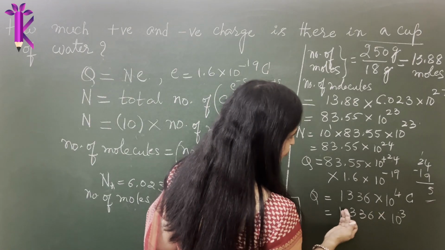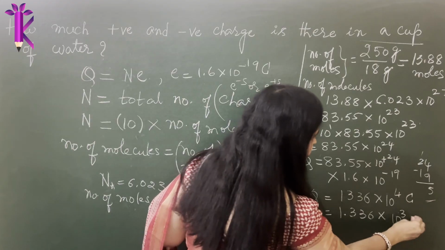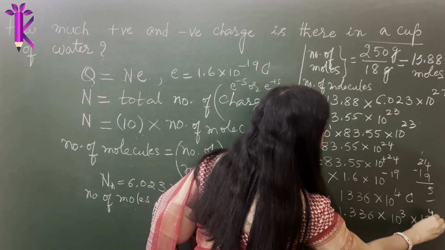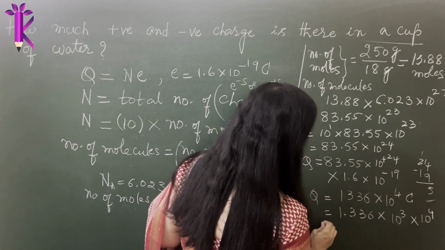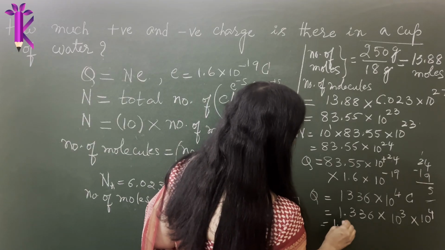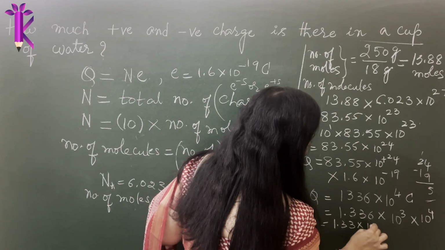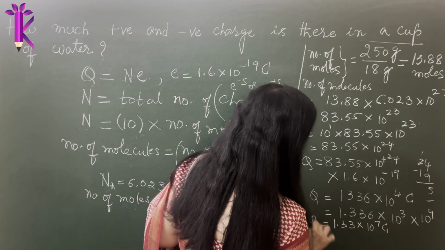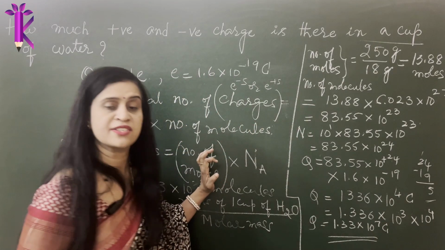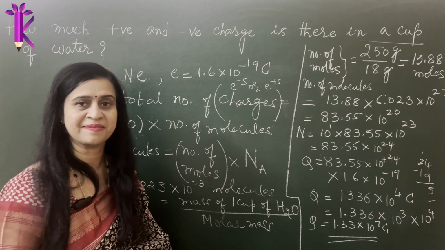So if you are shifting the decimal point to the left, it becomes positive. Into 10 power 4. So 10 power 3 into 10 power 4 will be equal to 1.336 into 10 to the power of 7. So that's the total number of charge. And I hope that's clear.